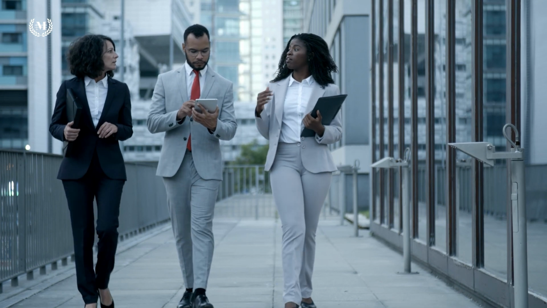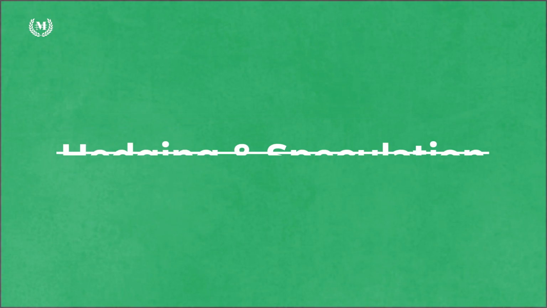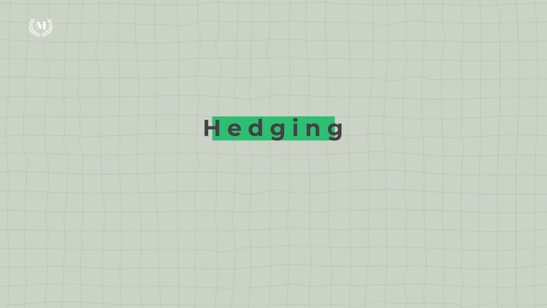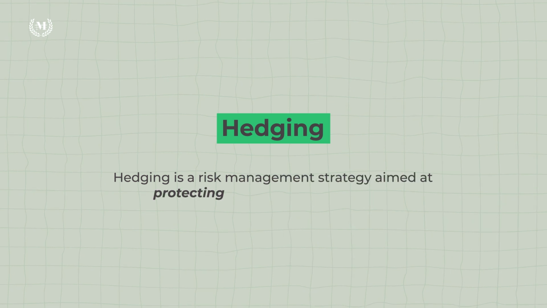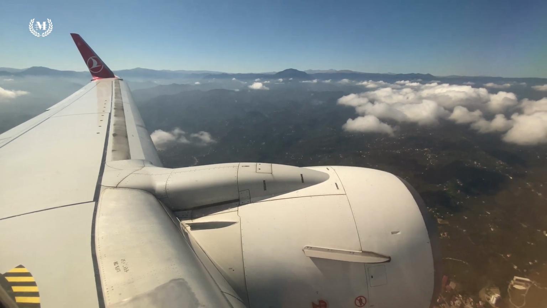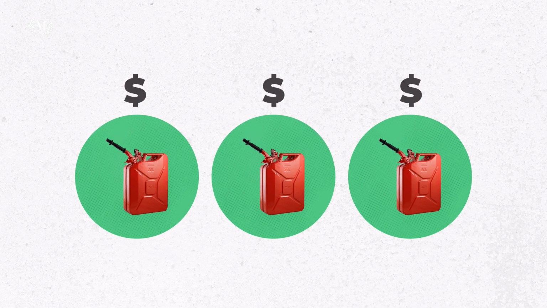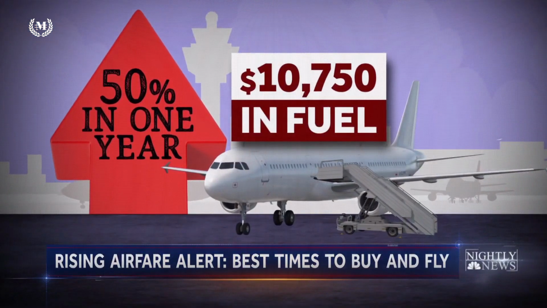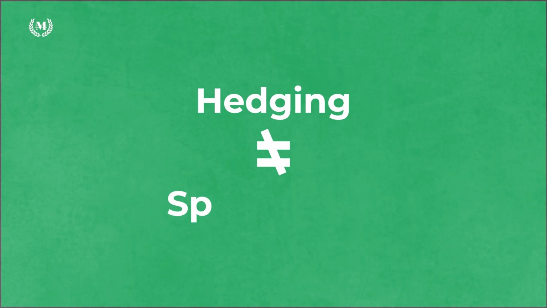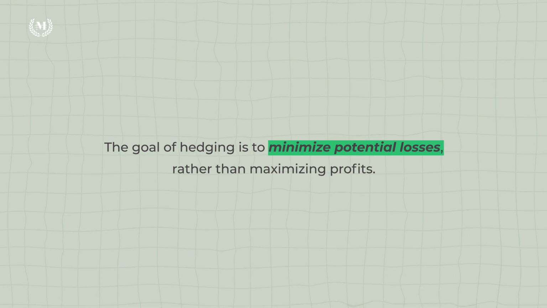So, two primary reasons why businesses use derivatives are concepts called hedging and speculation. Hedging is a risk management strategy aimed at protecting against potential losses. The airline scenario mentioned in the introduction is an example of hedging. The airline would buy fuel futures to lock in a certain price, therefore protecting them against the risk of rising oil prices. This is what makes hedging different from speculation. The goal of hedging is to minimize potential losses rather than maximizing profits.